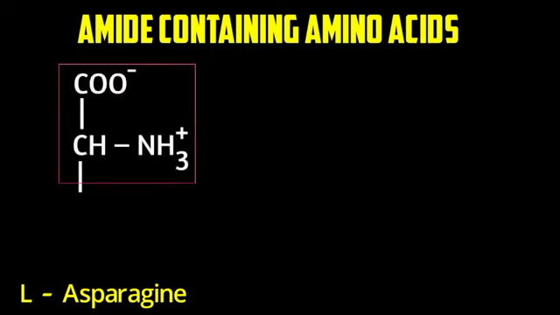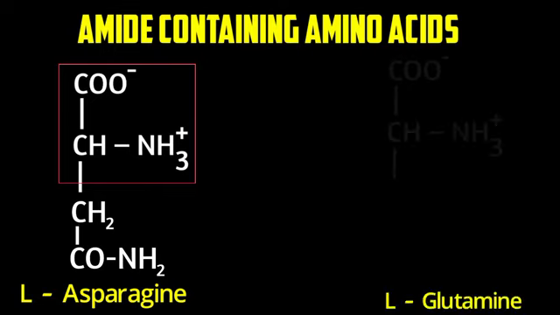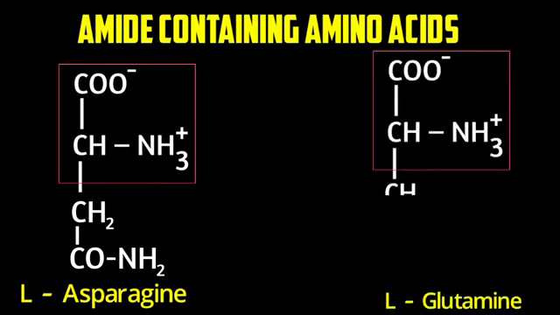Amide containing amino acids: asparagine and glutamine. Asparagine, you draw the general amino formula, you add a carbon, then you add the amide group, which is CONH2. Glutamine, you draw the general amino formula, you add 2 carbons, you balance the 2 carbons, then you add the amide functional group, which is CONH2.